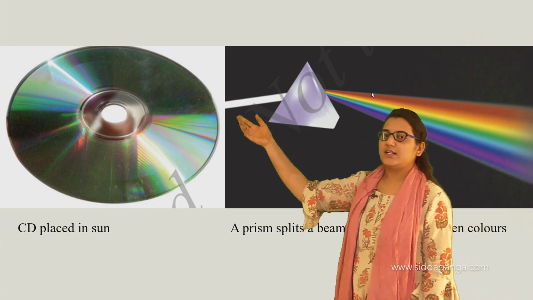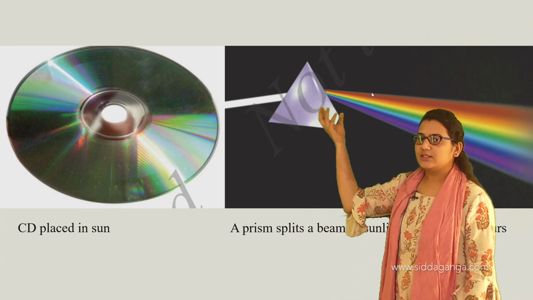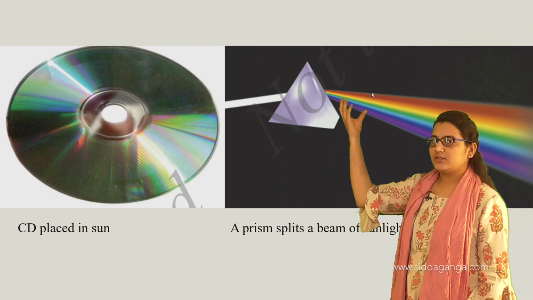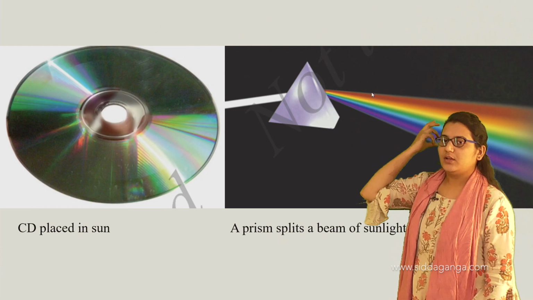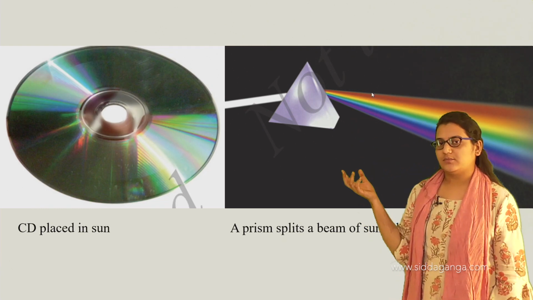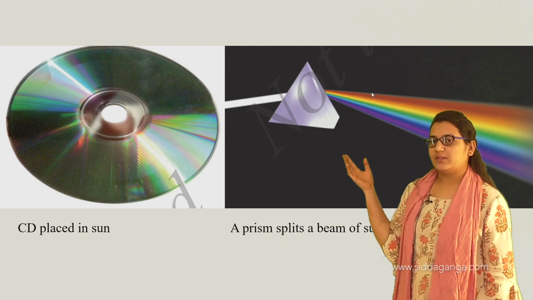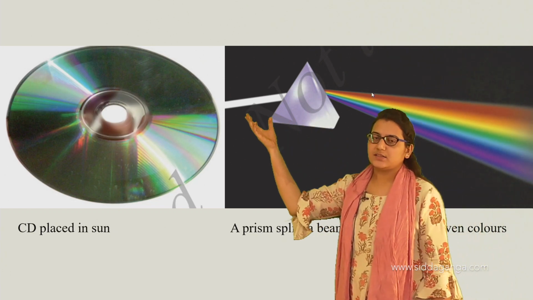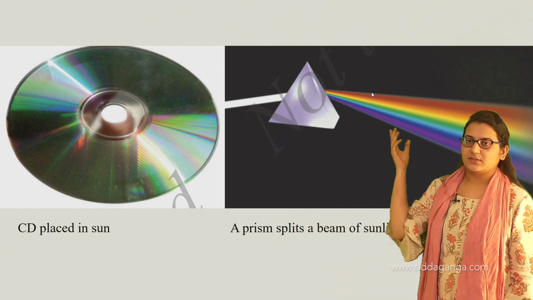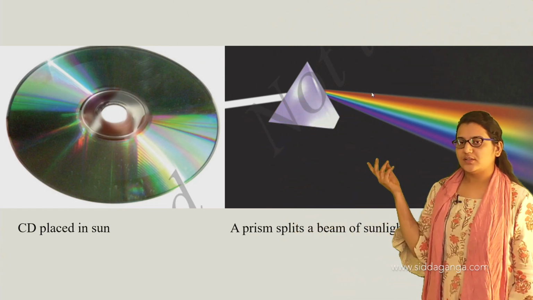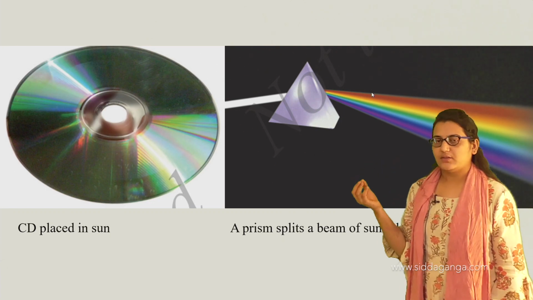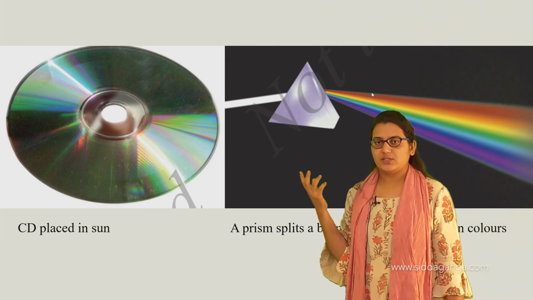When the white light is passed through the prism, it is made up of various colors, which are visible when it passes through a prism. With this experiment we can say white light consists of 7 colors, and those colors are VIBGYOR: violet, indigo, blue, green, yellow, orange, red.